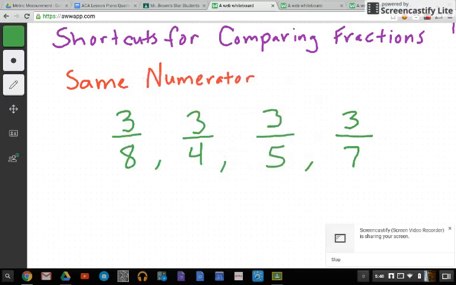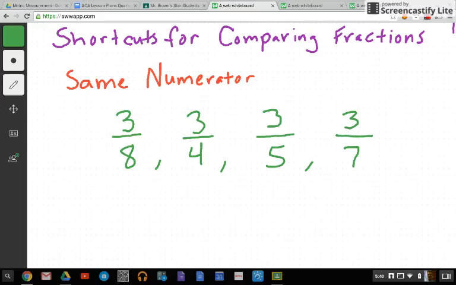All right, so here are some tricks for comparing fractions. These can also be used for comparing mixed numbers because, as you know, when you compare fractions and mixed numbers, that's basically the same thing. The only difference is we're just adding a whole number.